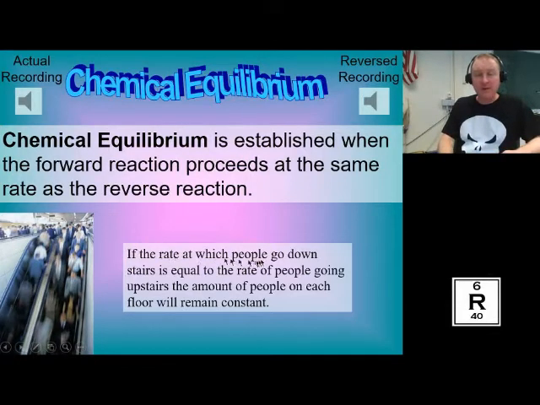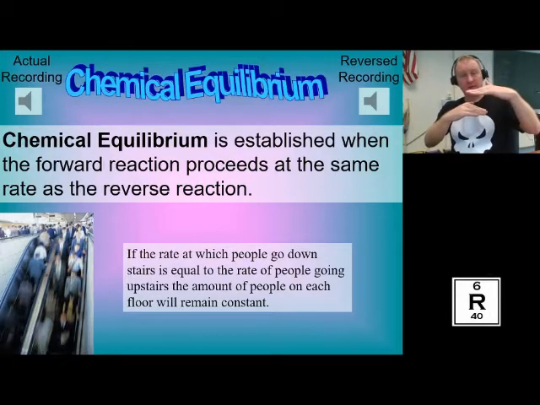If the rate of people going down the stairs is equal to the rate of the people going up the stairs, the amount of people on each floor remains constant. So at chemical equilibrium, we have our two floors, and if we think about it in terms of a store, you've got a population on both.